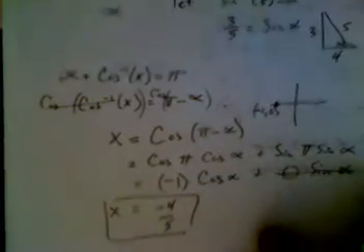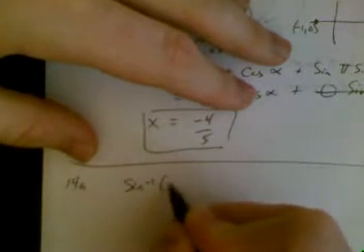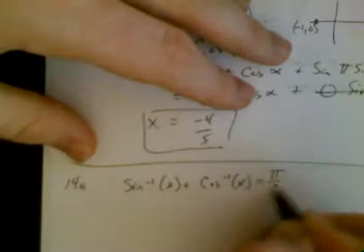Let's talk about 14a next. Problem 14a gives us this: sine inverse of x plus the cosine inverse of x is equal to pi over 2.